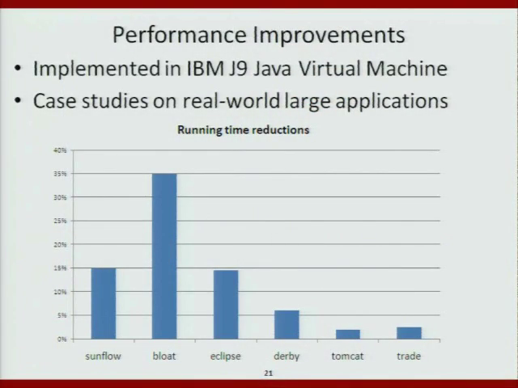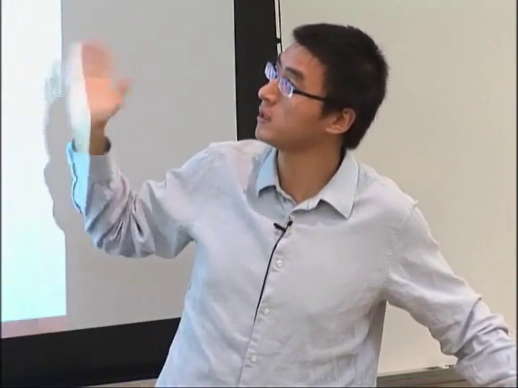So this analysis was implemented in the IBM J9 virtual machine, and we performed case studies on real-world large-scale applications. In fact, all those applications here, except Bloat, have millions of lines of code.